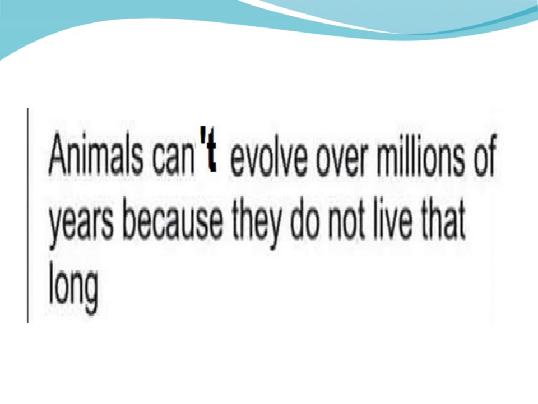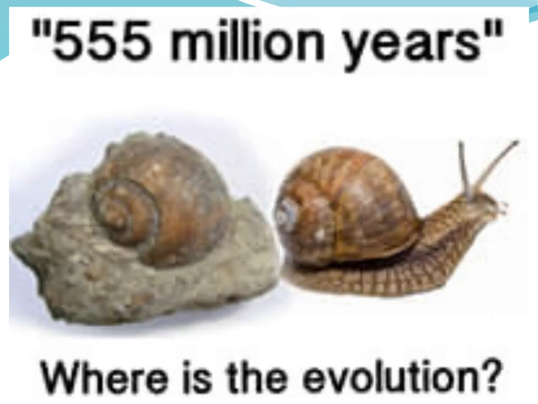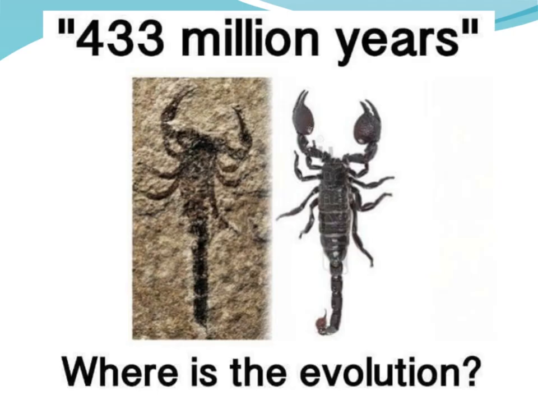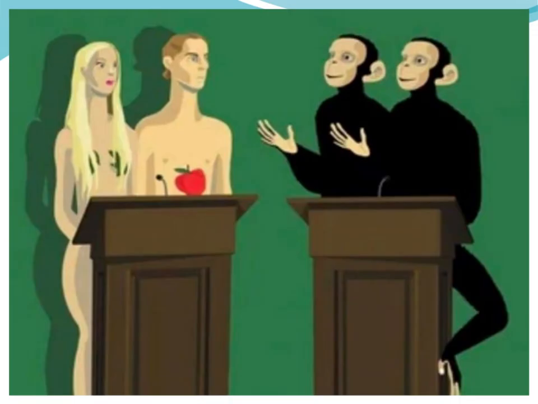After seeing those species, do you believe or disagree with the theories? Remember, animals can't evolve over millions of years because they do not live that long. Look at the snail that lived 555 million years ago. It has the same physical appearance as what we have in the present time. Same as the scorpions. And come to think of it, if we really exist from evolution, then why are there still chimpanzees and orangutans? They should disappear already.